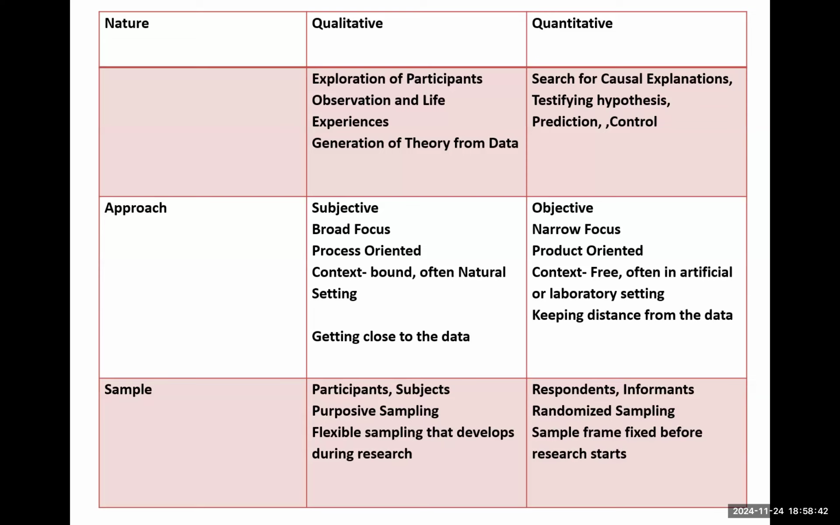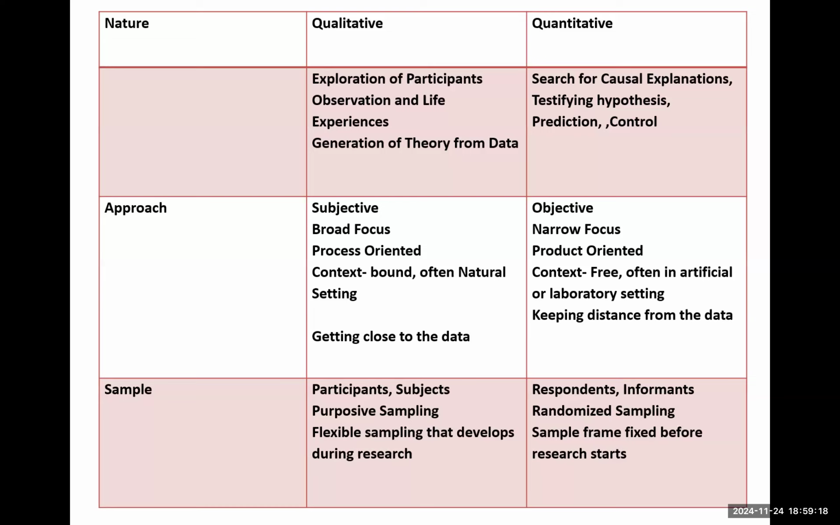And there will be a process for the collection of knowledge. The other one is context bound, getting close to the data. The sample will be participants, subjects, usually purposive sampling, and you will have a flexible sampling that develops during the research. And the other one will have informants. You'll be asking for randomized sampling, the sampling will be fixed, and the frame will be fixed beforehand. Then you say, okay, now I'm going to do a questionnaire survey. So what is the random? Are you going for stratified random sampling? Random sampling? Purposive random sampling? And the sample size is fixed.